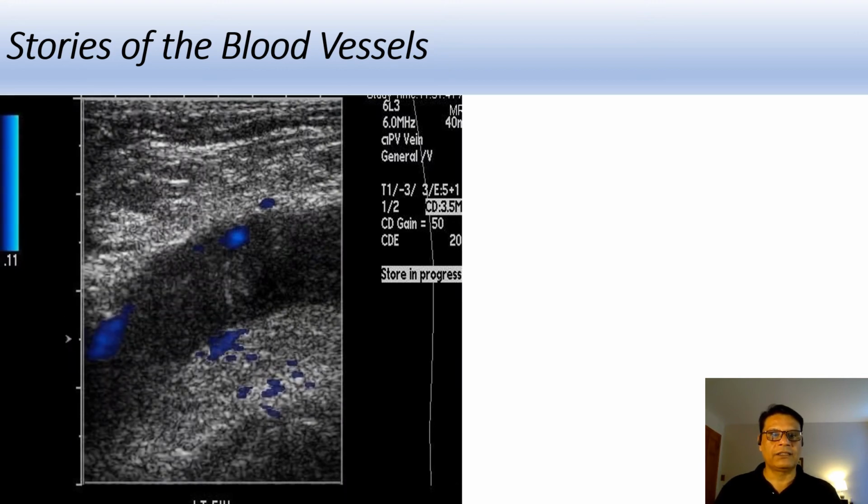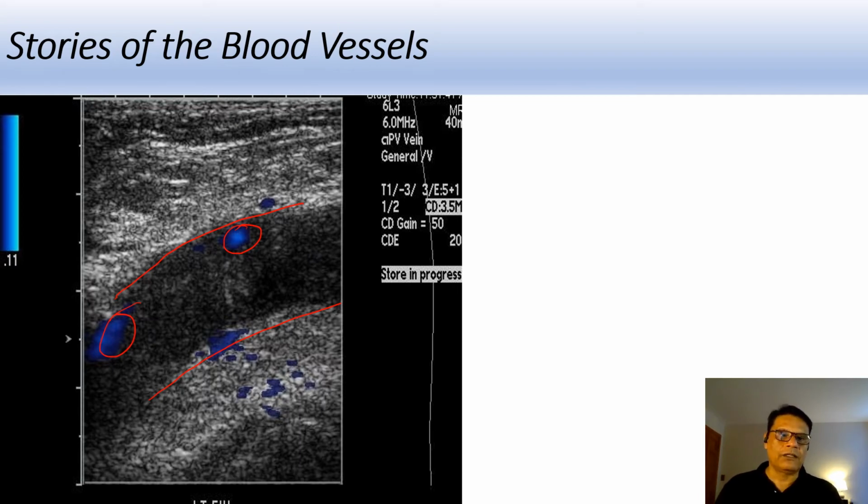So let's read some stories of blood vessel. It's the iliac vein, and it is all thrombosed. You see, it is a blood flow. It's a part of the color Doppler or power Doppler, and we will discuss the different modalities of ultrasounds, color Doppler, power Doppler, spectral Doppler.